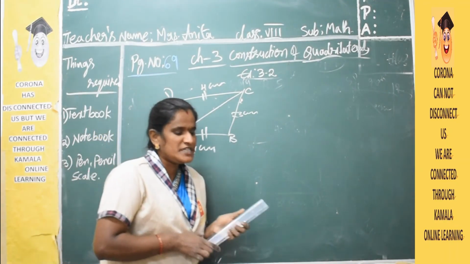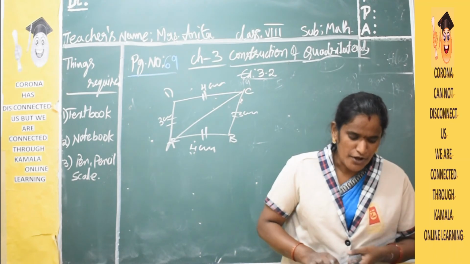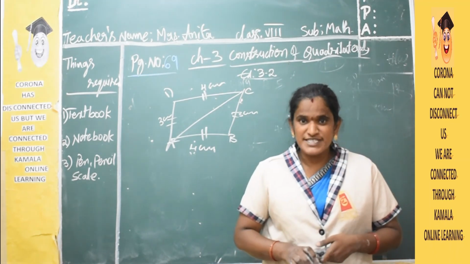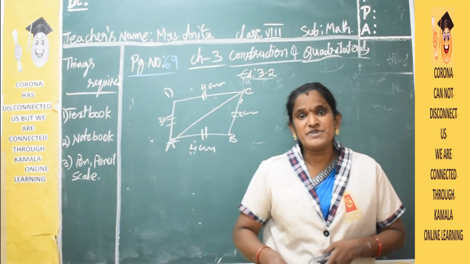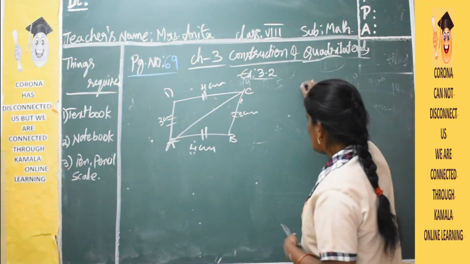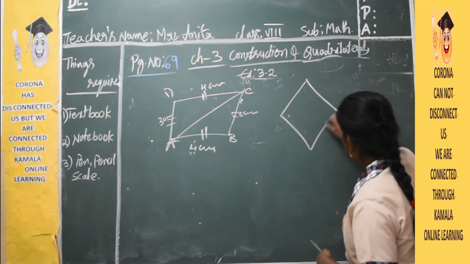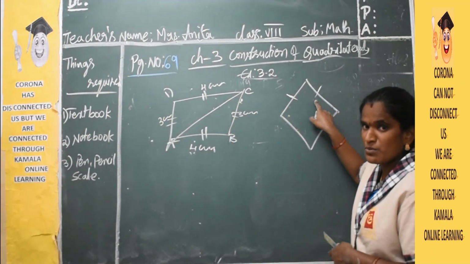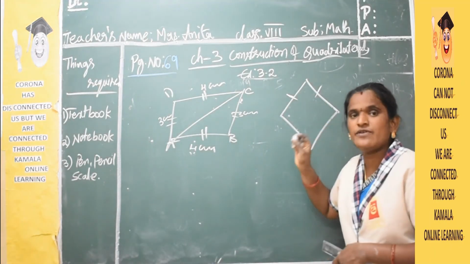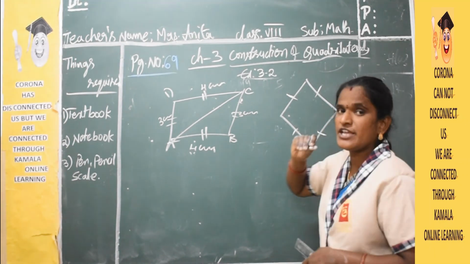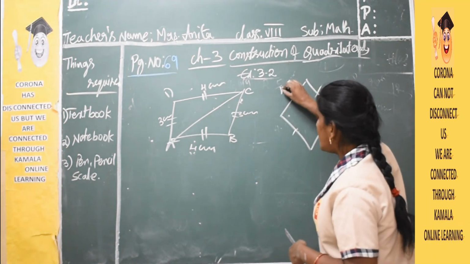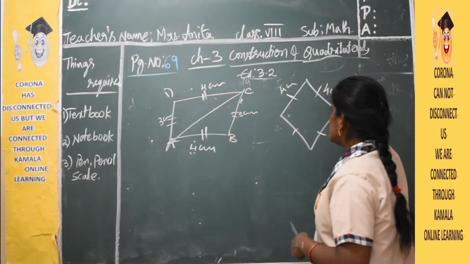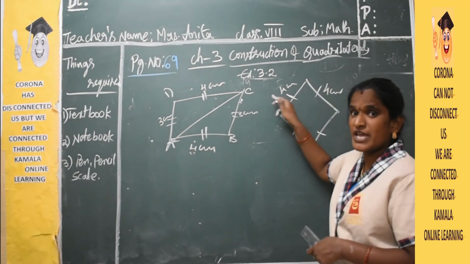Okay, children. Next problem, a rhombus, they have given. So rhombus means adjacent sides are equal. These are the adjacent sides in the rhombus. So adjacent sides are equal. These also are adjacent sides and equal. If we know this value, definitely we have an idea about this also. Even if it is not given, we have an idea.